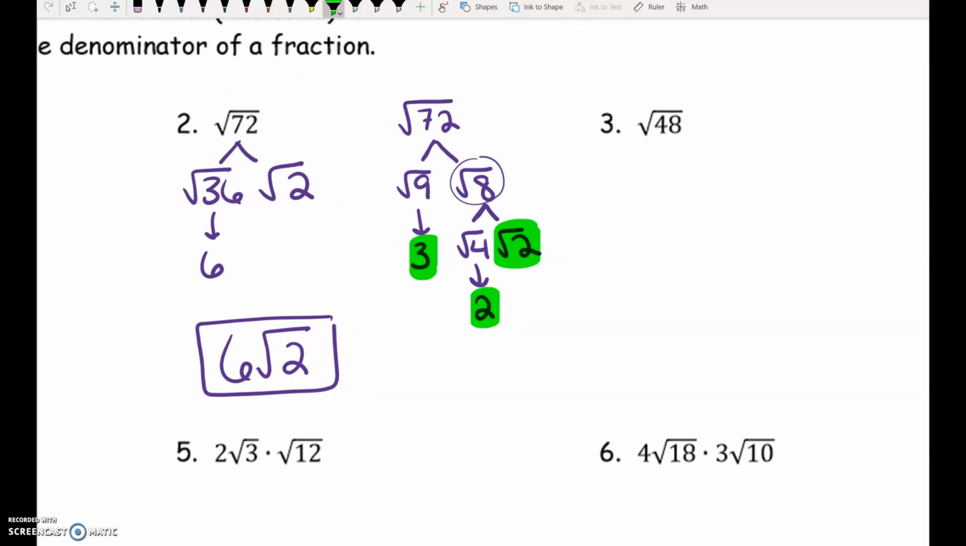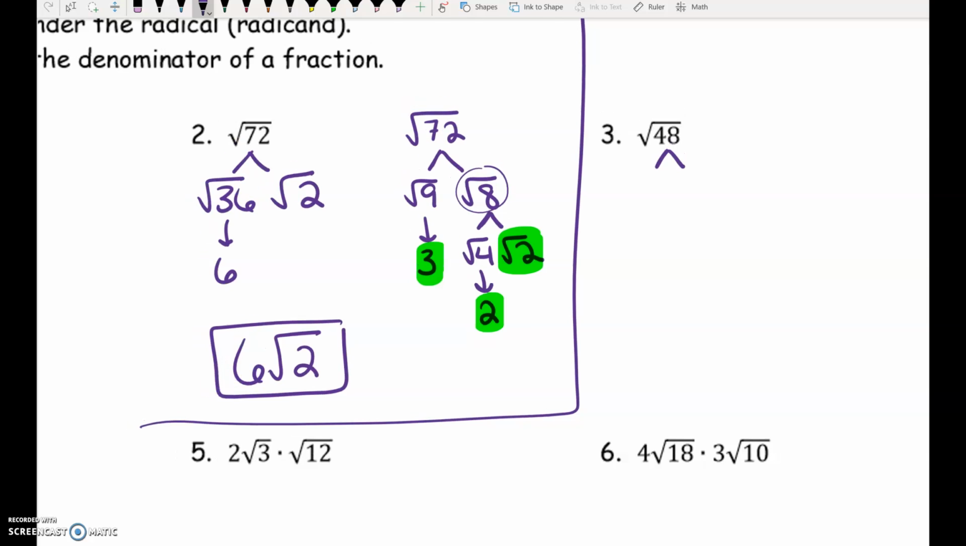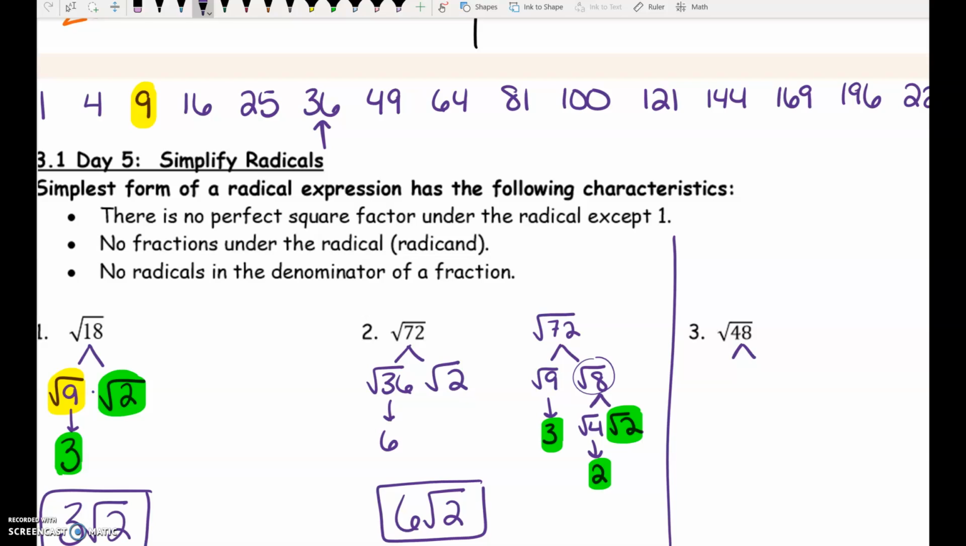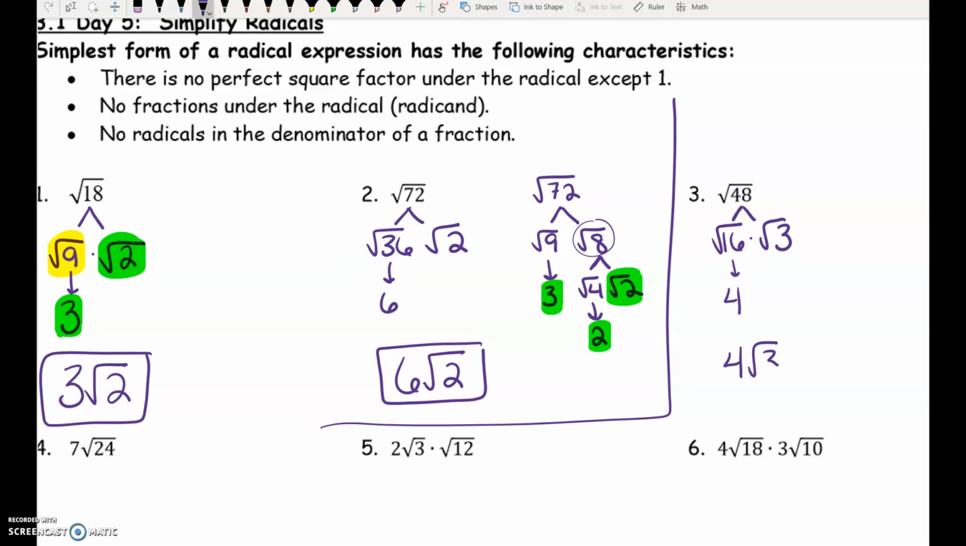So next, let's try the square root of 48. What is half of 48? Half of 48 is 24, which is not a number on the list. So I would try 16. I would try 48 divided by 16, and it works. It is 3. The square root of 16 is 4. So our simplified radical is 4 times the square root of 3.